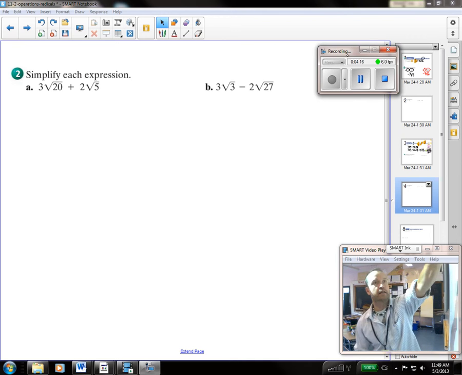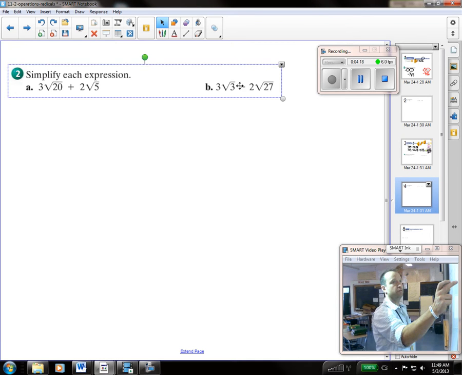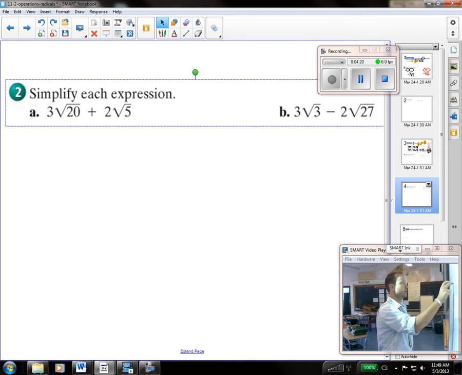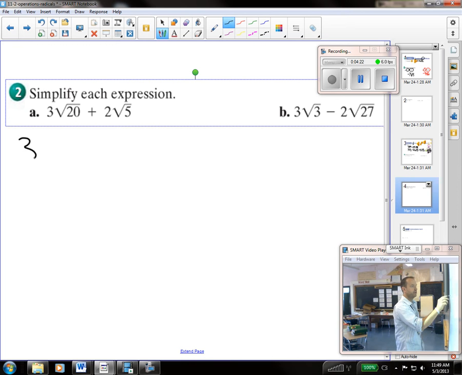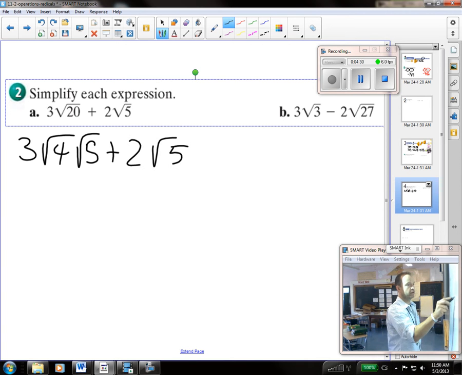All right, so let's take a look at how they were done. You should have done them already. You should be checking your work. So here we have 3, and then the square root of 20 is square root of 4 times the square root of 5 plus 2 square roots of 5. Again, because 5 times 4 gives me 20.